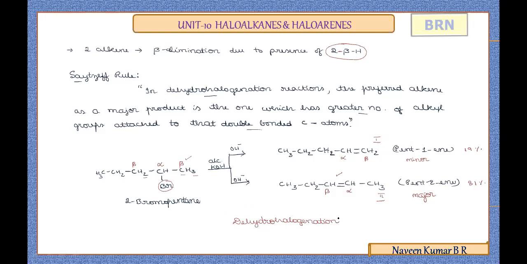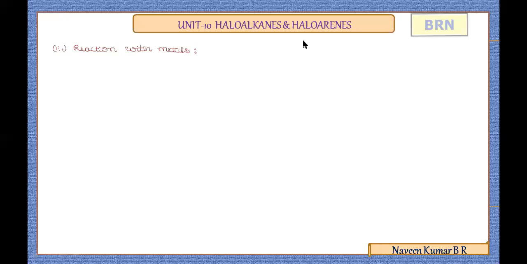So that's all with respect to the beta elimination reaction. Now we'll continue with the next chemical reactivity, that is a special type of named reaction with metals. Now we'll learn the last chemical reactivity of haloalkanes. It is reaction with metals. We have two important types. It is reaction with magnesium to form the Grignard reagent, and the next reaction with sodium as the Wurtz reaction.